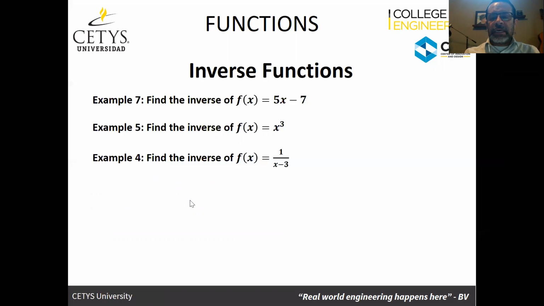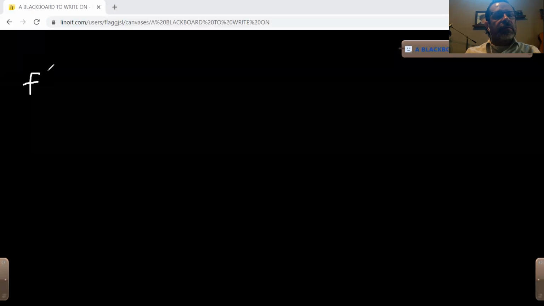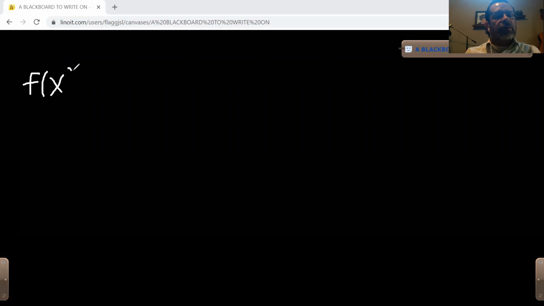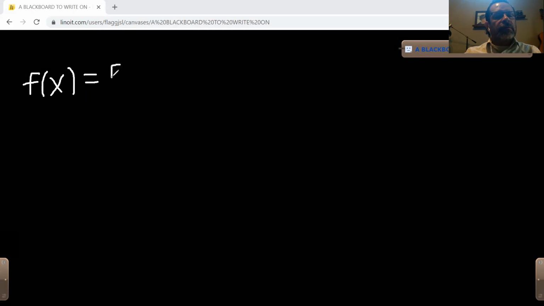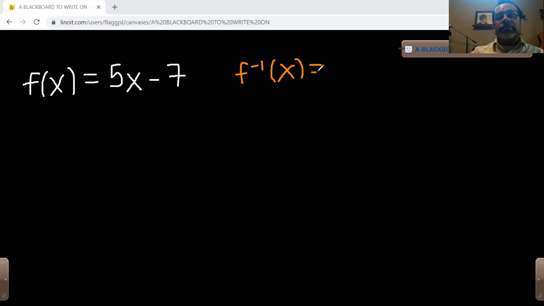The first one says that we are going to have f of x equals 5x minus 7, and I want to find the inverse of that function. Now, let's see if you guys are paying attention. According to what I just explained, what's the first thing I need to verify to see if I can find the inverse of the function?